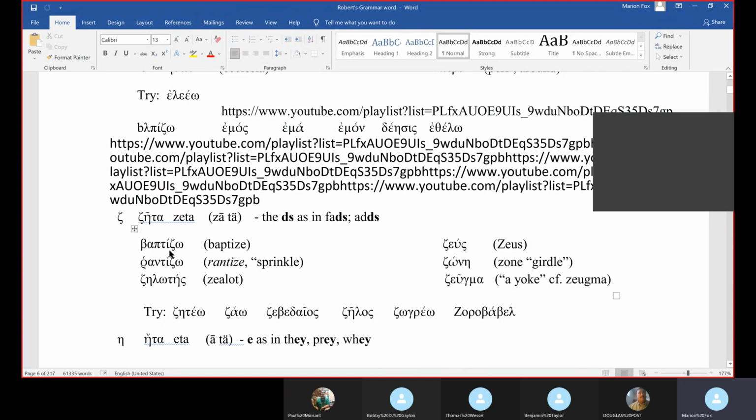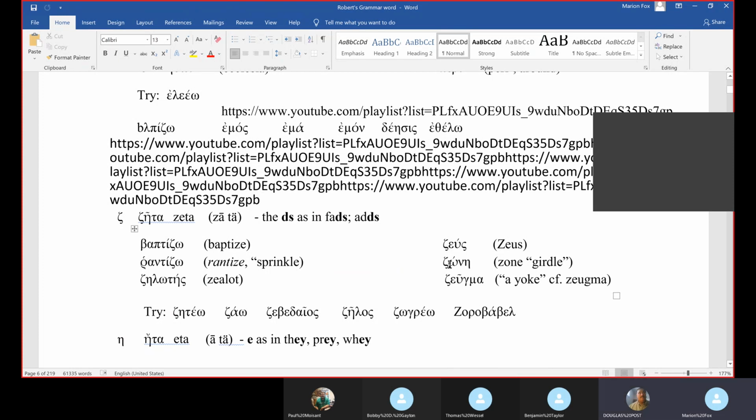Baptizo. And the zeta right there. Baptizo, baptize, is to immerse. Rantizo is to sprinkle. Right? Zelotes, zealot. And he has zeal, say a zealot. Zeus, and this is a diphthong here, epsilon, upsilon, Zeus. That's one of the Greek gods.